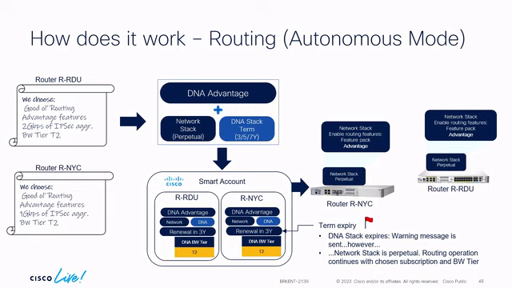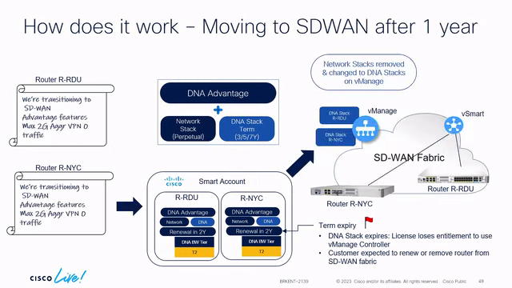Should you, at some point, want to change into an SD-WAN environment, you can do so at any time you want. What will happen is that the license will change, so that the DNA stack will now be taken off the router, the network stack taken out, and the DNA stack put onto the vManage, and you will have whatever term you had left when you made a change.